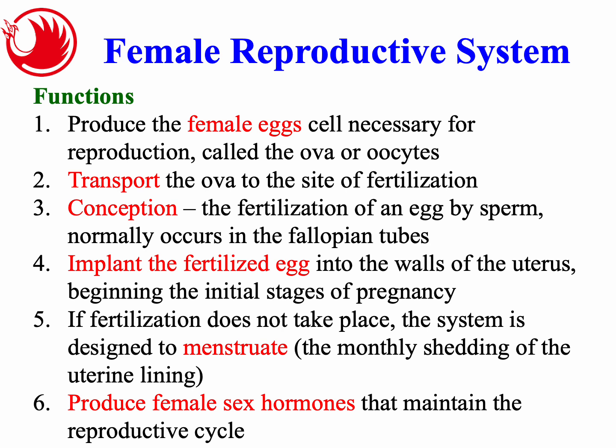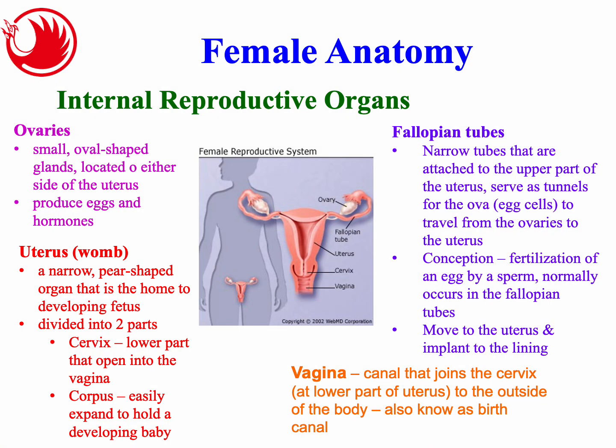Next, we'll look at the female anatomy, in terms of the internal reproductive organs. We start off with the ovaries. The ovaries are small, oval-shaped glands, and there are two. They are located on either side of the uterus. They have two main functions, as I just mentioned. First, they produce an egg, and they also secrete the female hormones, estrogen and progesterone.